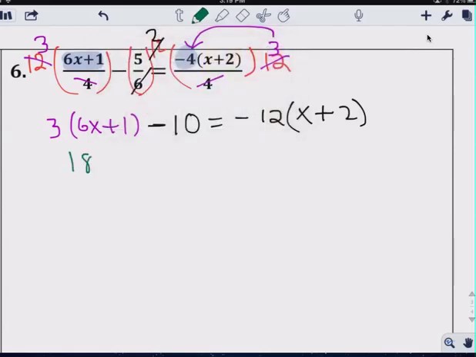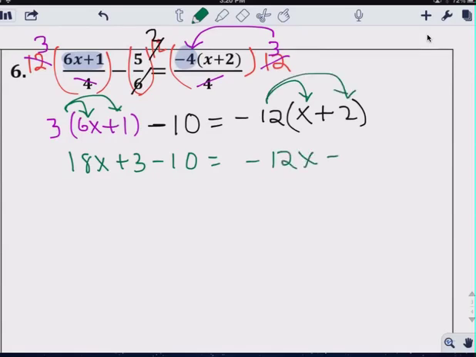Gives you 18x plus 3 minus 10. That's negative 12x minus 24. Right? But be careful with the negative here when it's here and a positive. It's where kids make so many mistakes. Carelessness, like I do. Okay, combine like terms.